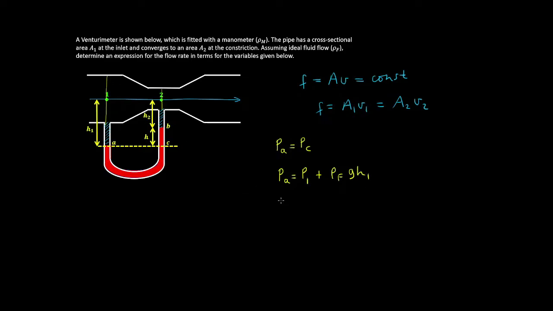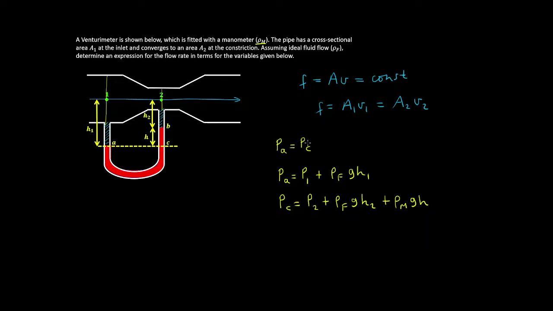Now the pressure at C is equal to the pressure at point 2 plus the density of the fluid multiplied by gravity multiplied by H2, and then plus the density of the fluid in the manometer. That red fluid there has a density of rho m. We multiply by gravity and by the height above point C, which gives us the pressure.